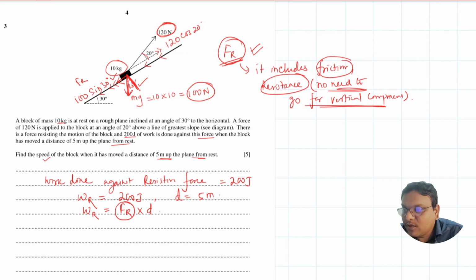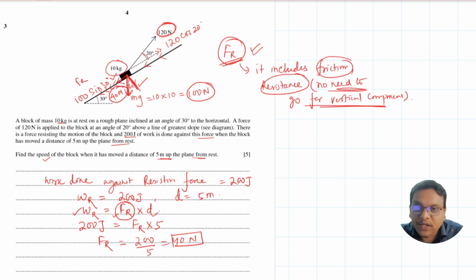So work done equals force times distance. WR is given already, 200 joule, and that is the resistive force times the distance, which is 5. So the force due to resistance will be 200 over 5, which is equal to 40 Newton. That means we got to know one more force which is applying backwards, which is 40 Newton. Force against resistance, right? Force due to resistance.